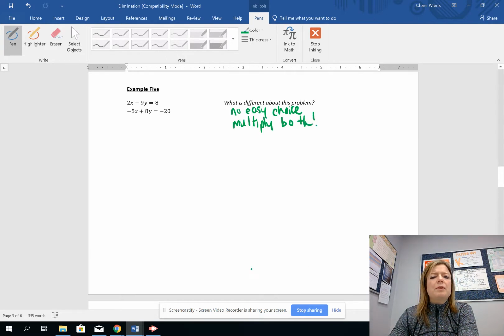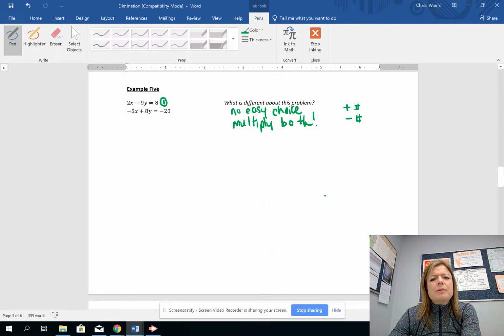So which one do we want to have a coefficient that is the same? Remember, we need coefficients where one is plus the number and the other one is minus the number, or minus and then plus, the same number. So we're going to work with the coefficients of x. Why are we choosing the coefficients of x? Because they have smaller numbers, that's the only reason. So we want the coefficients to be plus 10 and minus 10 so that we can eliminate.